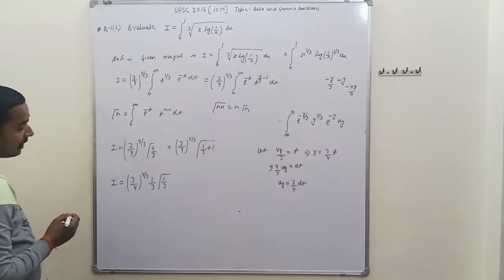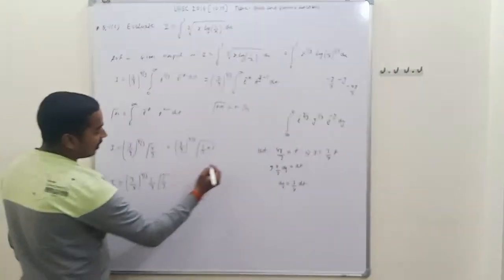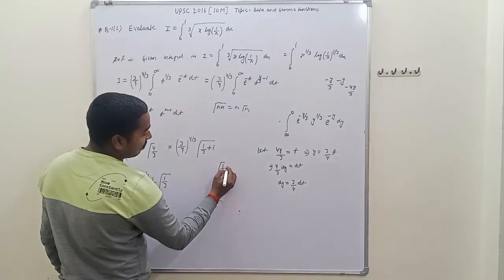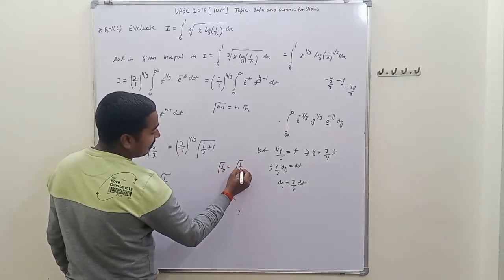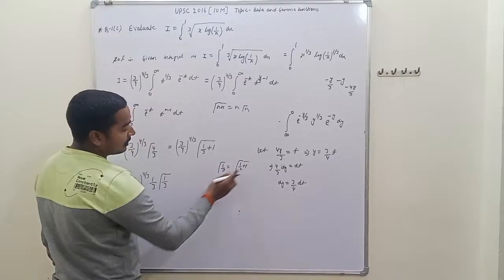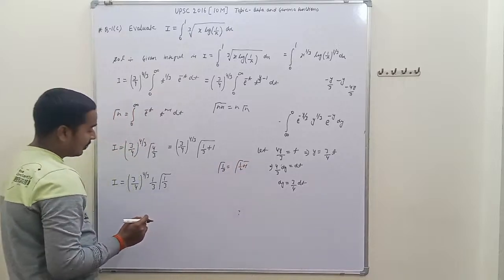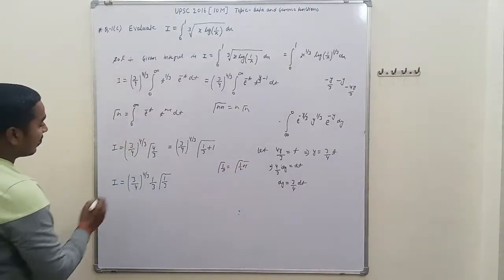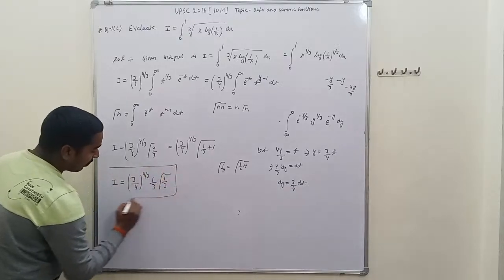We can also write this, gamma of 1 by 3 is written as 1 by 2 plus 1, that is 3 by 2. This is the required solution of the given problem.